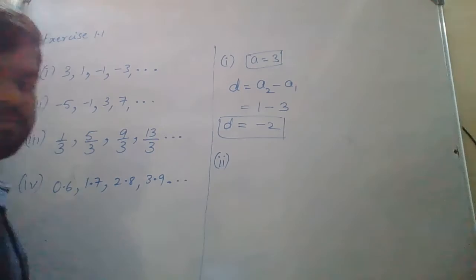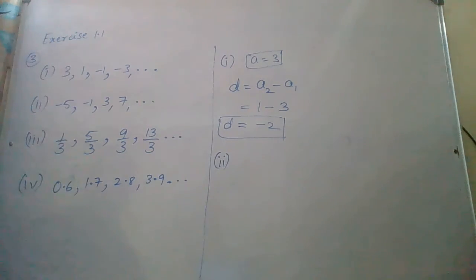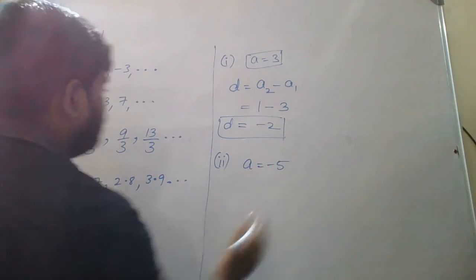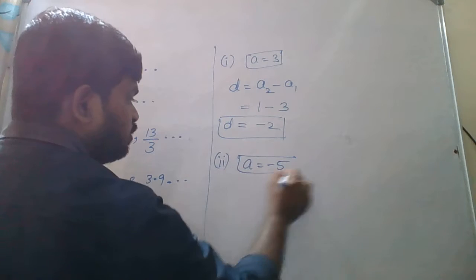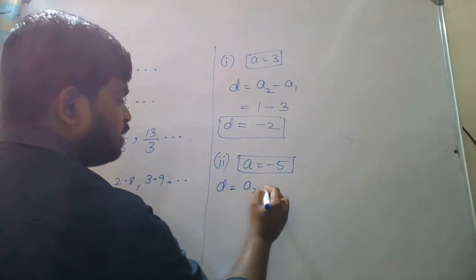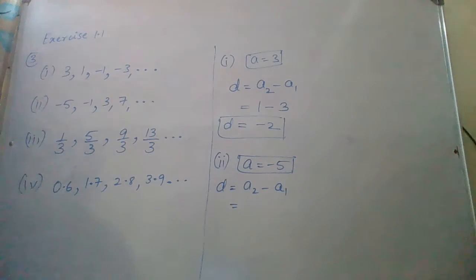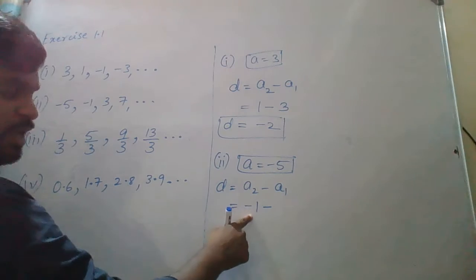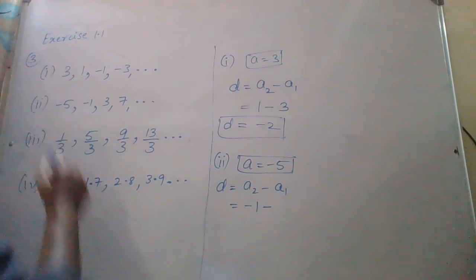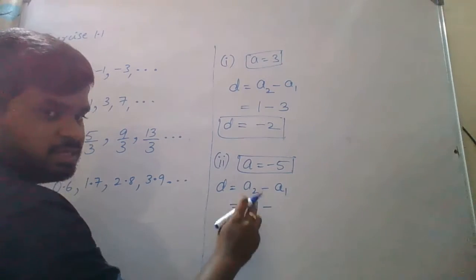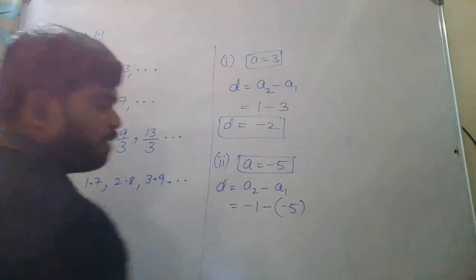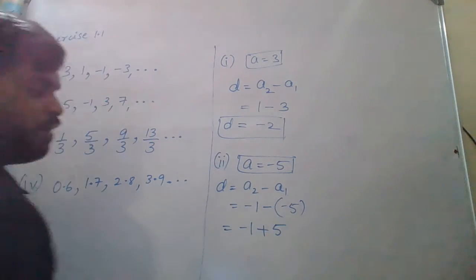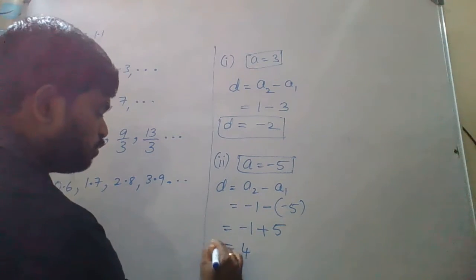Let's go for the second one. So A value is 3, D value is negative 2. Let's go to the next one. What is our A? A is minus 5. Very easy. The first term, minus 5. Again, how do we calculate D? Second term minus first term. What is our second term? Minus 1. There is a minus. Second term is minus 1 minus. What is our first term? Minus 5. There is already a minus. Again, we are going to write a minus, within the brackets. So minus 1, minus into minus becomes plus 5. So 5 minus 1 is 4.